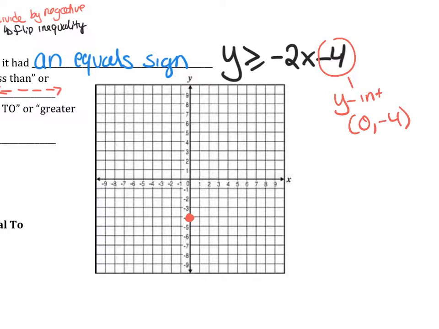And then our slope is negative 2 or negative 2 over 1. That means we'll go down 2 and right 1. So down 2, right 1, down 2, right 1. I can go the other way by doing the opposite, so up 2, left 1.